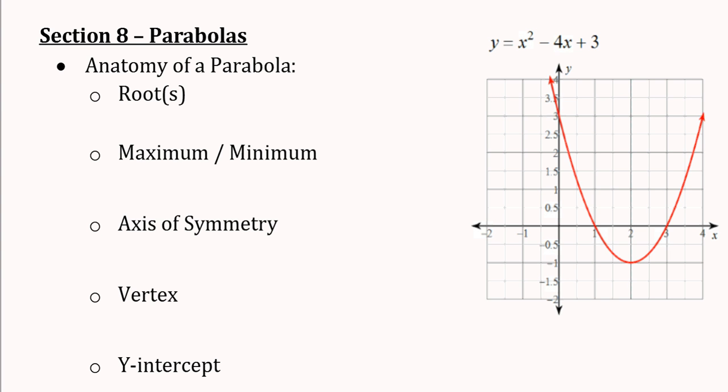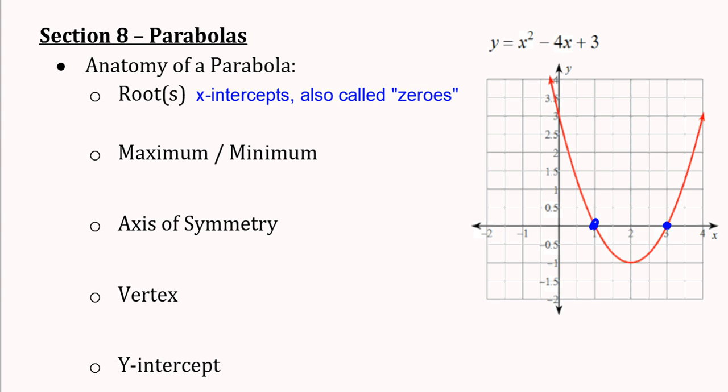Okay, so today we're going to talk about the parabola, some of the key features of it, and then also how to graph it. So we're going to start with some of the important pieces of a parabola. First thing we're going to talk about are the roots. These are the x-intercepts, so the places where it crosses over the x-axis. In this particular parabola, I can see them here and here.